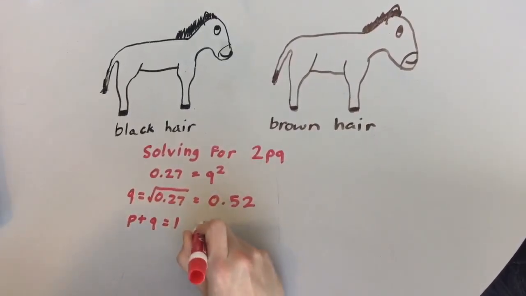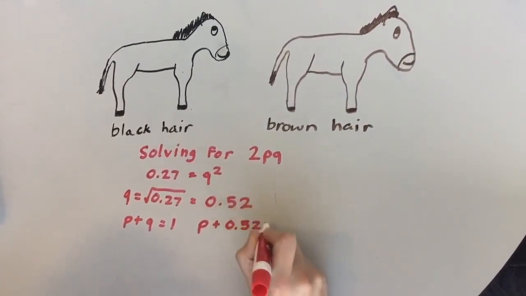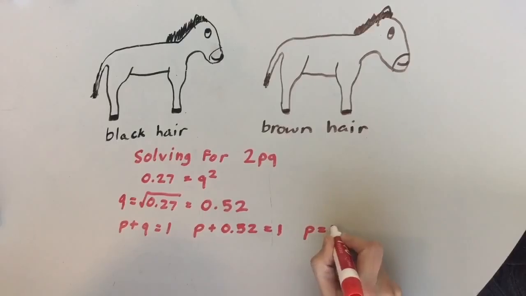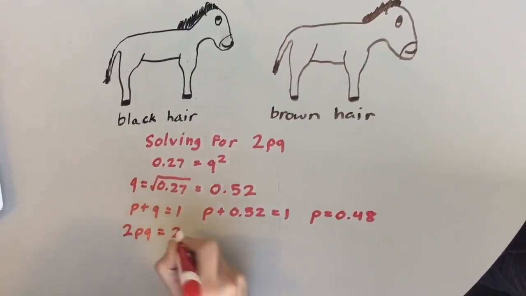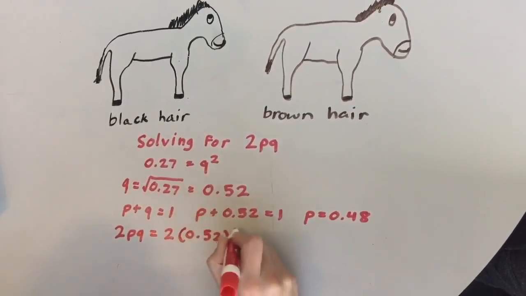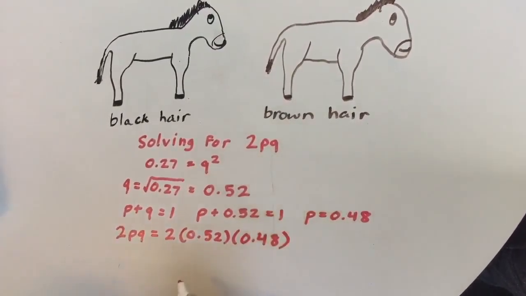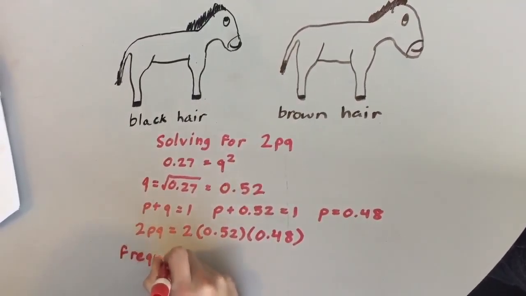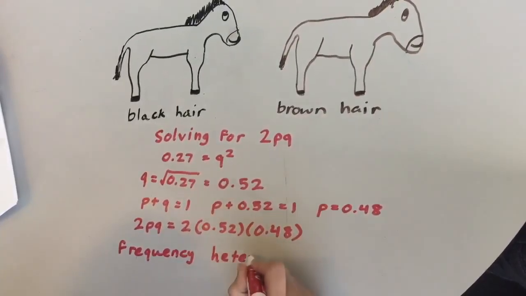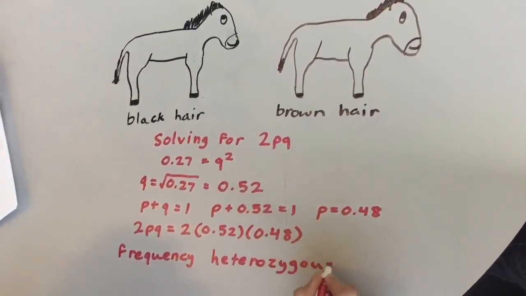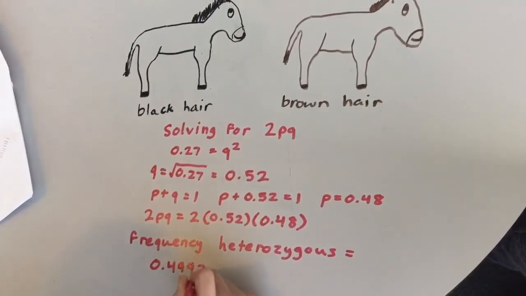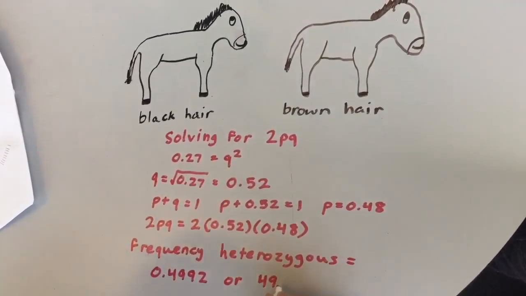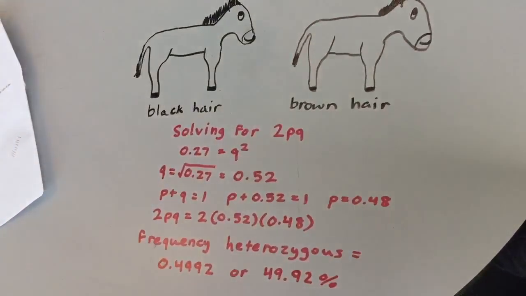q squared is given in the problem as 0.27. So to find q, we need to take the square root of 0.27, which is 0.52. To find p, we use the equation p plus q is equal to 1 and solve for p. When we do this, we get that p is equal to 0.48. To find the frequency of heterozygous individuals, we plug in the values of p and q for 2pq and get 0.4992, which tells us that 49.92% of the population is heterozygous, according to Hardy-Weinberg equilibrium.